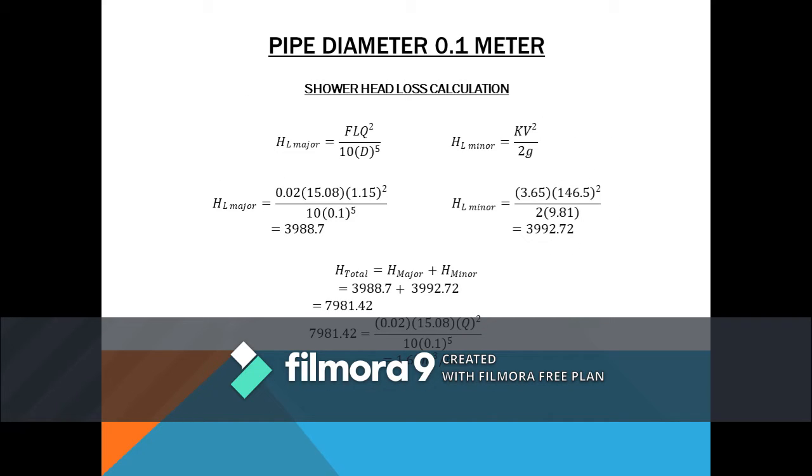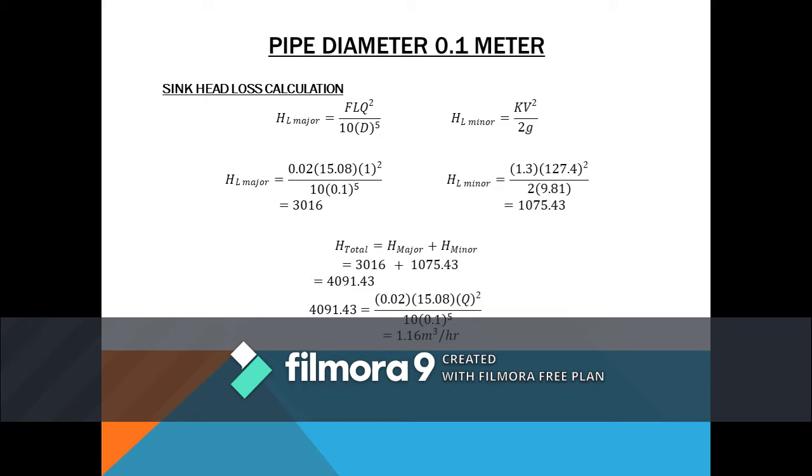Calculation on head loss. So we got HL major f L Q squared over 10 D to the power 5, which is 3988.7. HL minor is K V squared over 2g, which we got as 3992.272. So H total is equal to 7981.42. Using back the formula for HL major, we got 1.63 meter cube per hour.